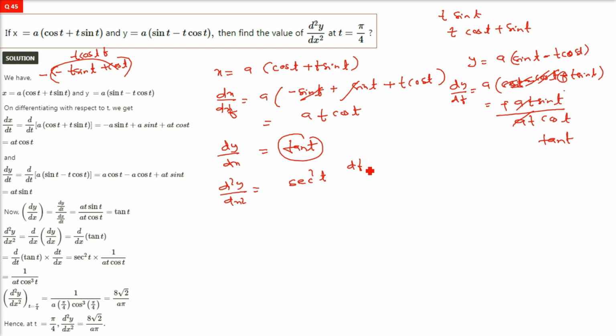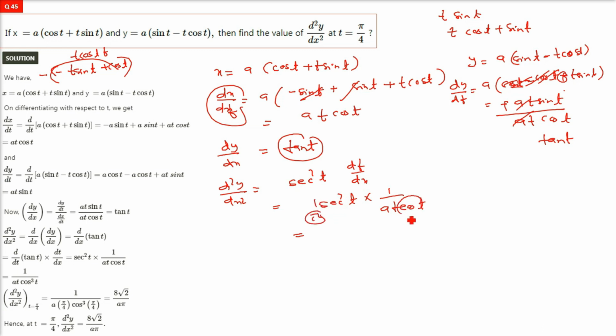Derivative of tan t is sec square t, but dt by dx also has to be included, and dx by dt we have already computed, it is a t cos t. So this dt by dx will be the reciprocal of that, that is 1 by a t cos t. So sec square t divided by a t cos t. So we have this sec square t will be in the denominator, it will be cos square t.